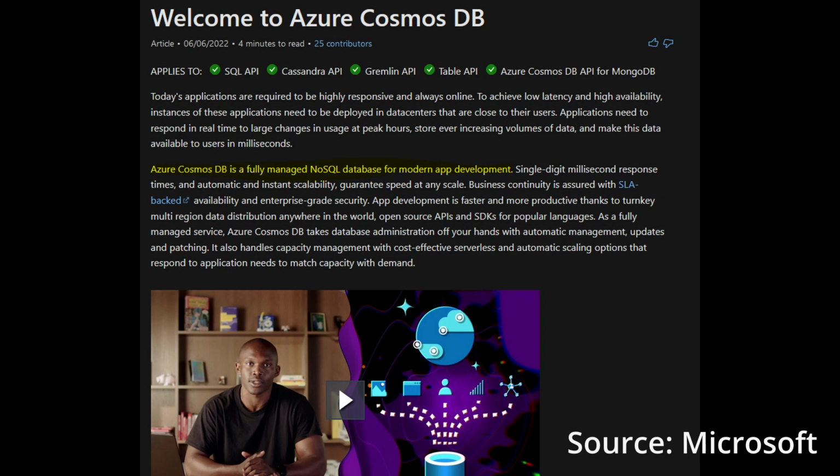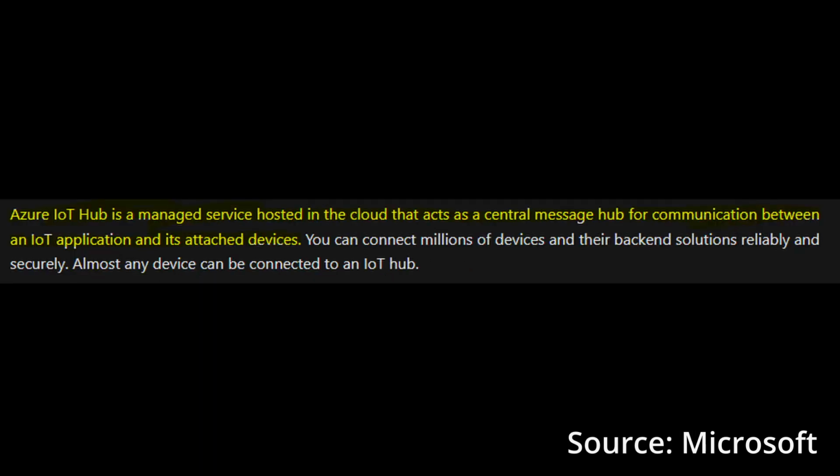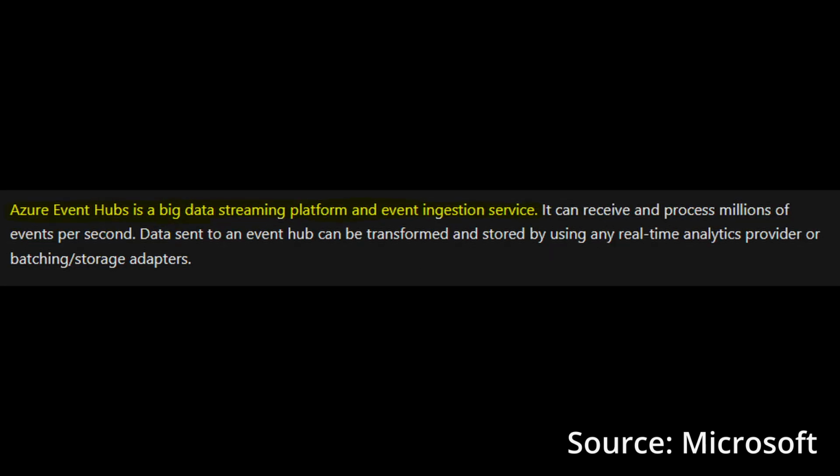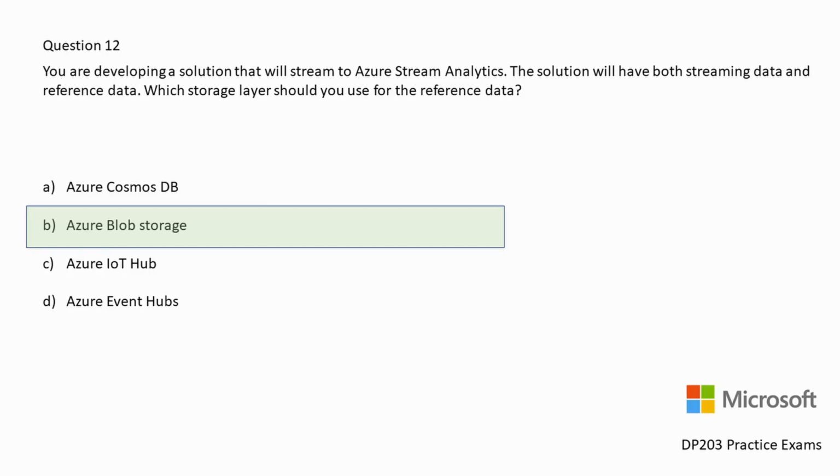Quickly going through each option here. Azure Cosmos DB is a database for app development. Azure Blob Storage is a storage that's optimized for storing unstructured data. Azure IoT Hub is a central message hub for communication between IoT applications and their attached devices. As we briefly discussed before, Azure Event Hubs is a front door to events. It is a platform to stream big data and ingest events. Azure Stream Analytics supports Azure Blob Storage and Azure SQL Database as the storage layer for reference data. So in this case, the correct answer is B, Azure Blob Storage.